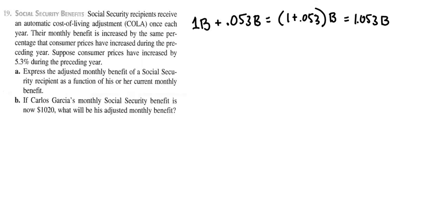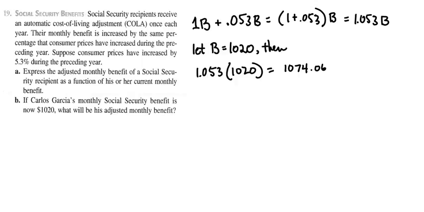For letter B, if Carlos Garcia's monthly Social Security benefit is now $1,020, what will his adjusted monthly benefit be? And all that's saying is that B, in this case, is equal to $1,020. And that would give us 1,074.06, which would mean his original benefit was $1,020, but with this cost of living adjustment, this year he's going to get as a monthly benefit $1,074.06. So that's how that would be calculated there.